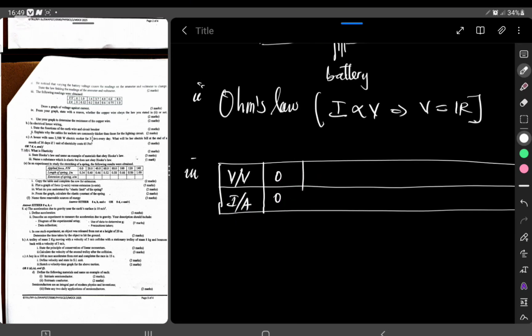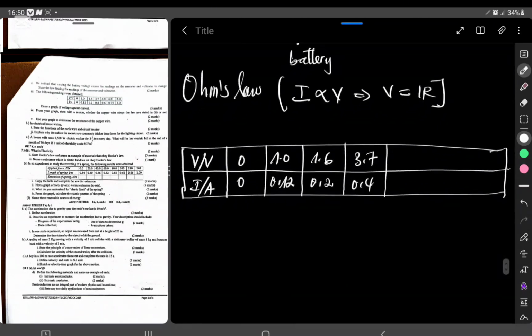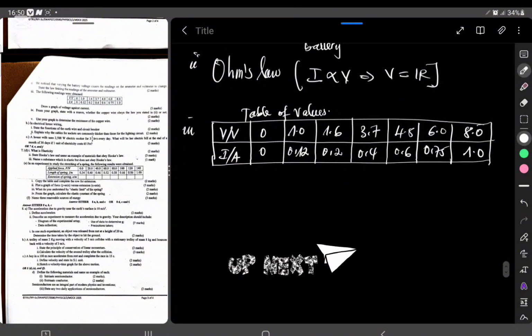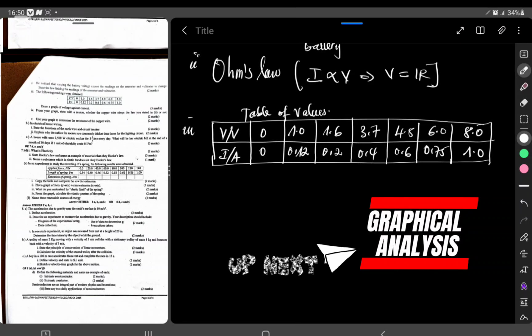We have 0 against 0. We have 1.0 against 0.12. We have 1.6 against 0.2. We have 3.7 against 0.4. We have 4.8 against 0.6. We have 6.0 against 0.75, and lastly we have 8.0 against 1.0. So this is our table of values. As for the graph, we'll look at the analysis of the graph. I will do a video where we'll look at the analysis of the graph.